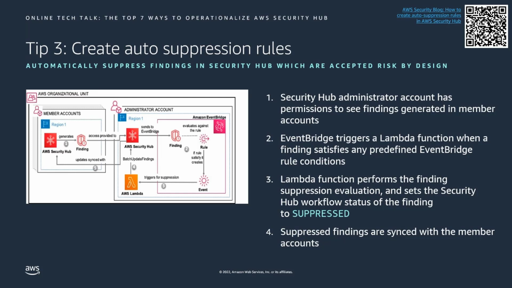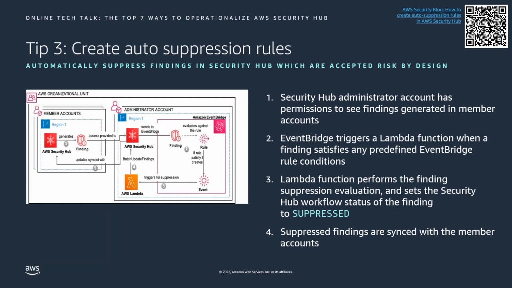At a high level, the solution works in this way. Security Hub generates findings in the member accounts, and the centralized administrator account has permissions to view those findings. In the administrator account, Security Hub evaluates every finding against an EventBridge rule. And if a finding satisfies any of the EventBridge rule conditions, EventBridge will trigger the Lambda function. And finally, the Lambda function sets the Security Hub workflow status to suppressed using the BatchUpdateFindings API.